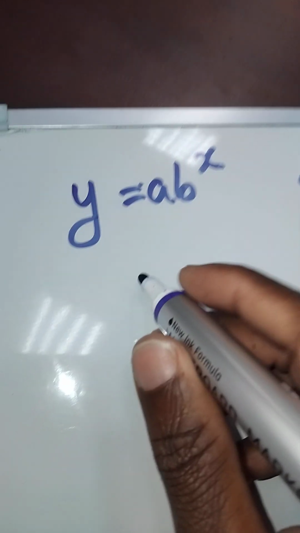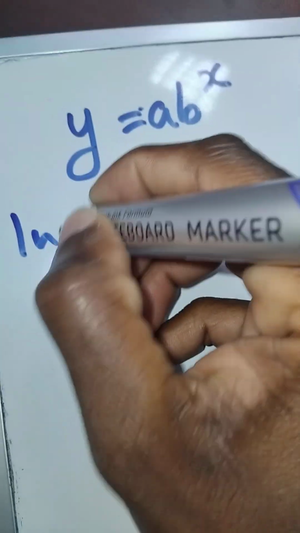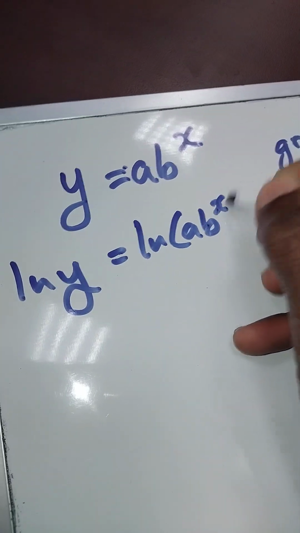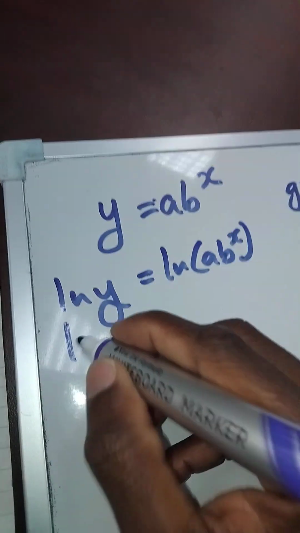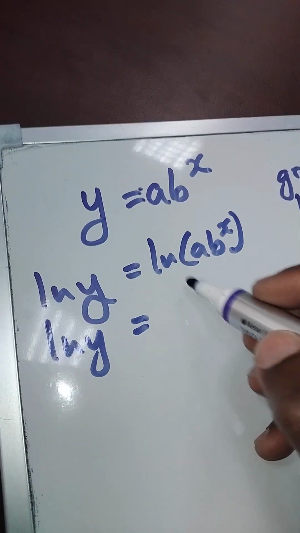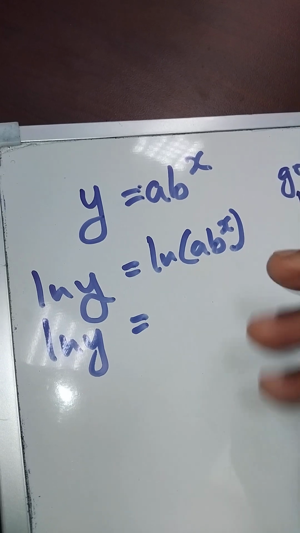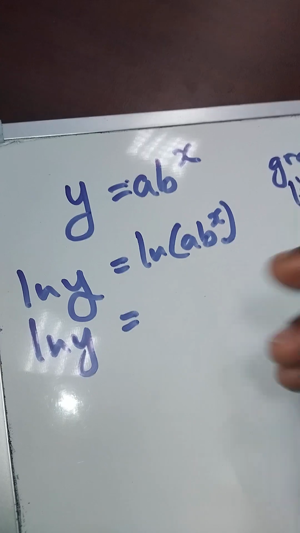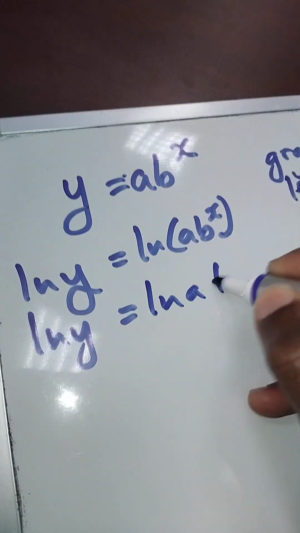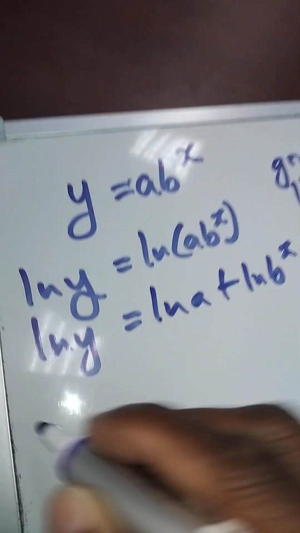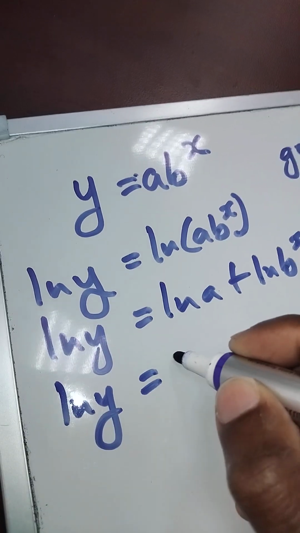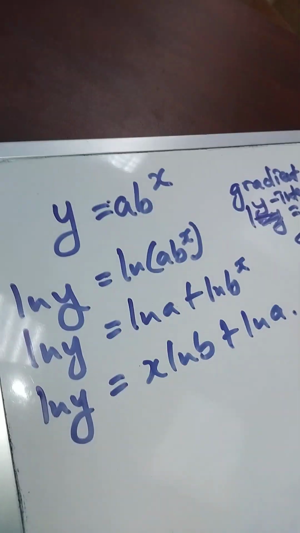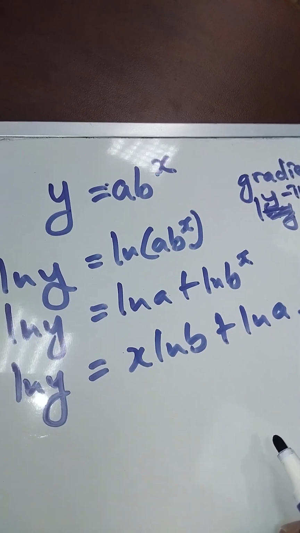Here we introduce ln on both sides of y is equal to a b to the power x. Then we apply the laws of logarithms, so ln y is equal to ln a plus ln b to the power x. So ln y is equal to x ln b plus ln a, where b and a are the constants to be found.